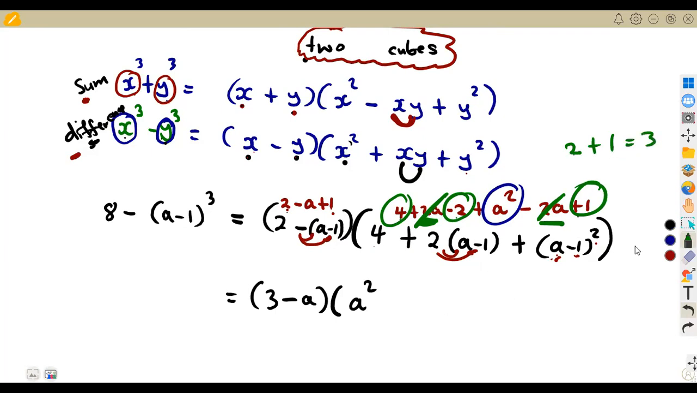Or you can just use a calculator to simplify everything at once. Okay, so that is it. We have simplified everything. We do not have any term that is remaining. So we're just going to leave our answer like this.